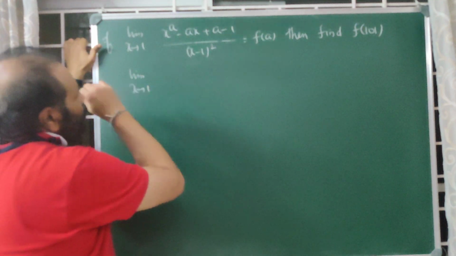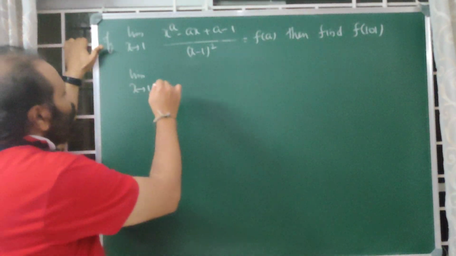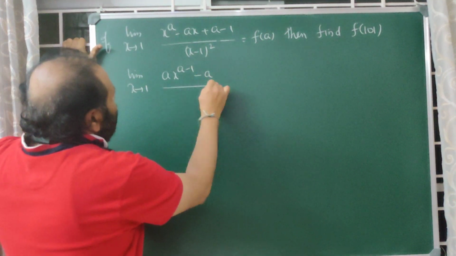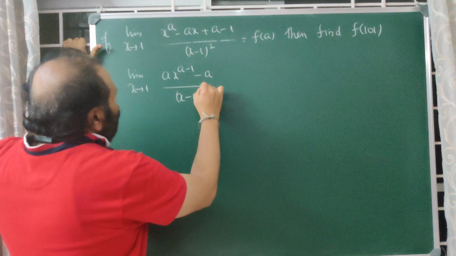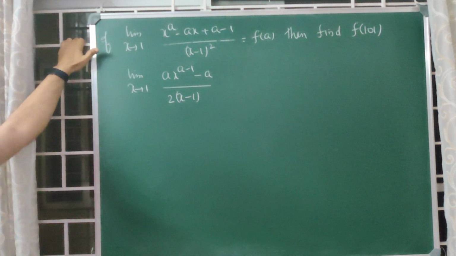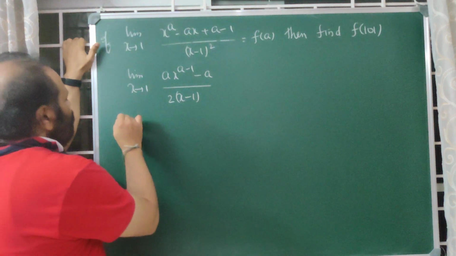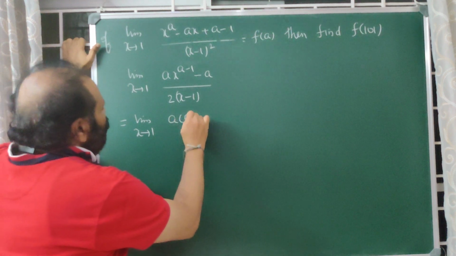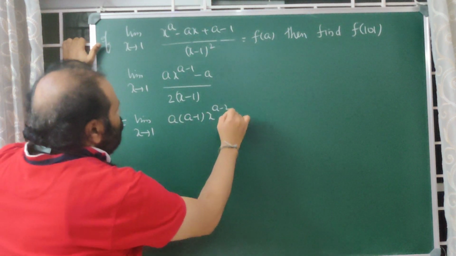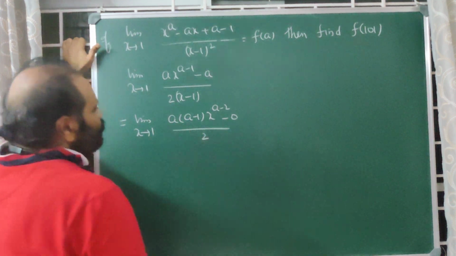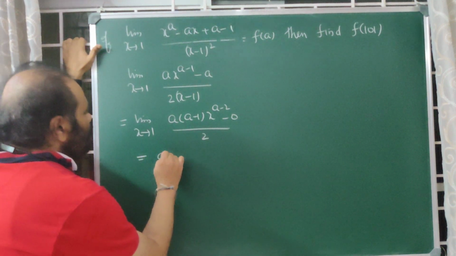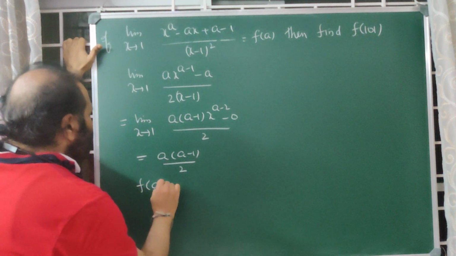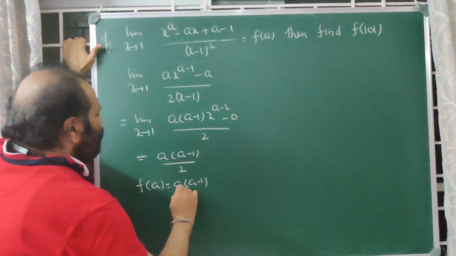Because the question is in the form of 0 by 0, you can write this as limit x tends to 1 of (a into x power a minus 1 minus a) by 2 into (x minus 1). Because it is 0 by 0, I have to use L'Hospital one more time. Limit x tending to 1 of a into (a minus 1) into x power a minus 2 minus 0, by 2. If I put x equal to 1, this is nothing but a into (a minus 1) by 2. Therefore, f of a is equal to a into (a minus 1) by 2.